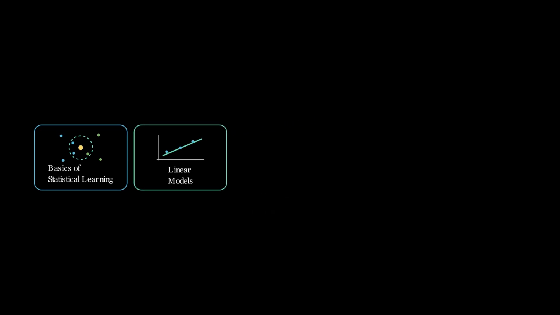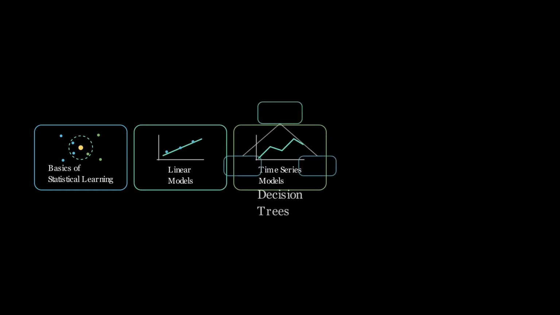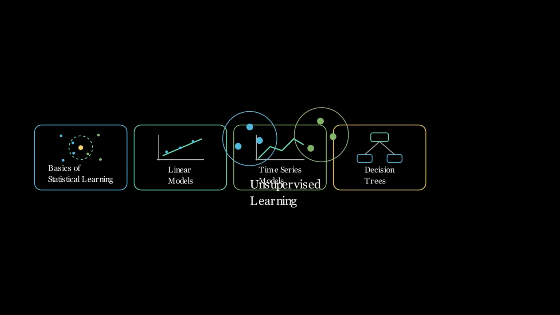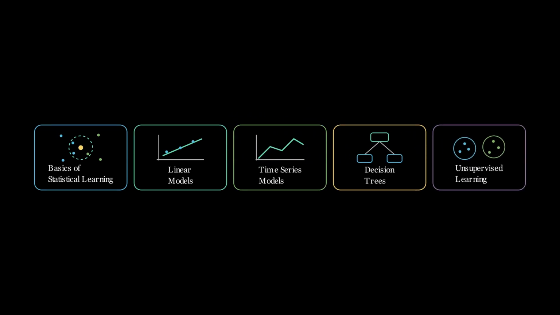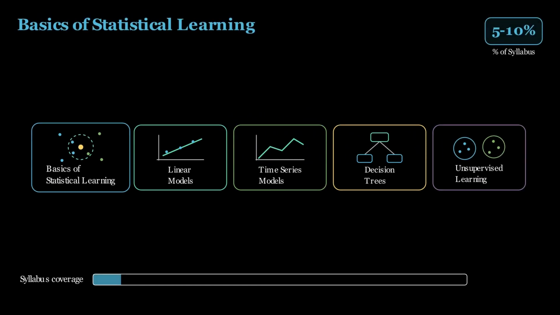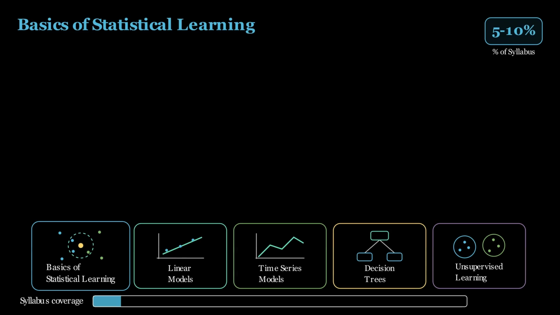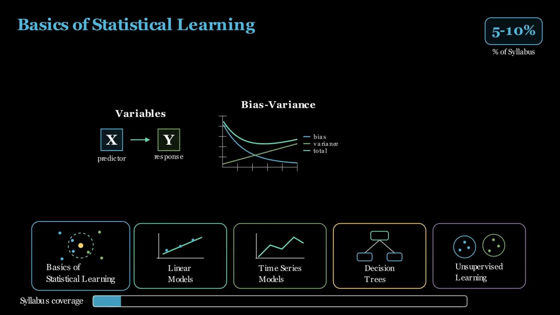The Statistics for Risk Modeling exam, or Exam SRM, is a preliminary exam administered by the Society of Actuaries. It is comprised of 5 sections, including Basics of Statistical Learning, Linear Models, Time Series Models, Decision Trees, and Unsupervised Learning Techniques. Basics of Statistical Learning covers 5 to 10% of the syllabus and includes concepts such as variable definitions, bias-variance trade-off, and resampling methods like cross-validation.